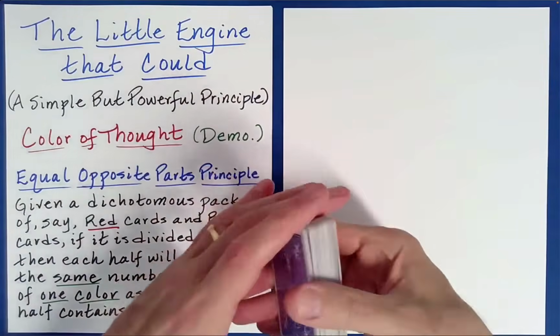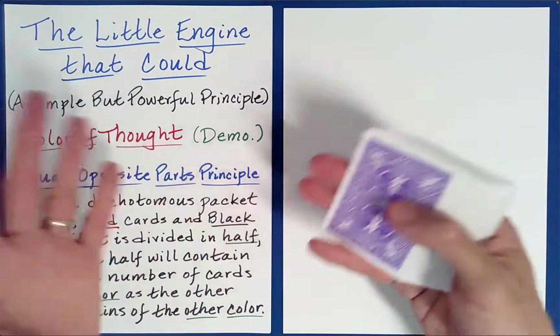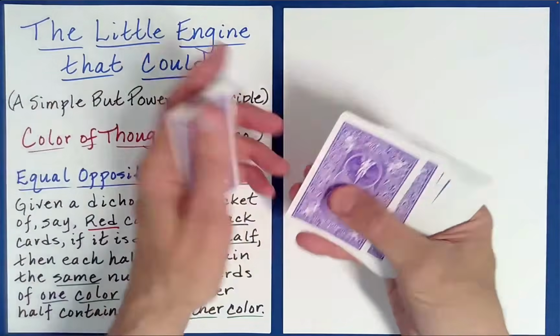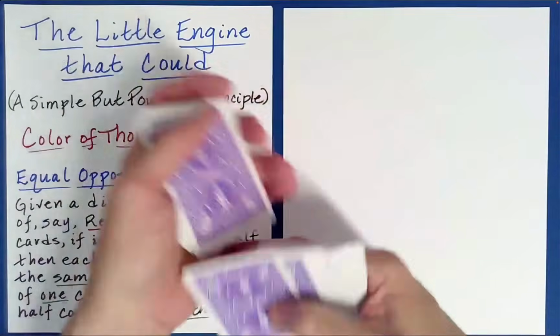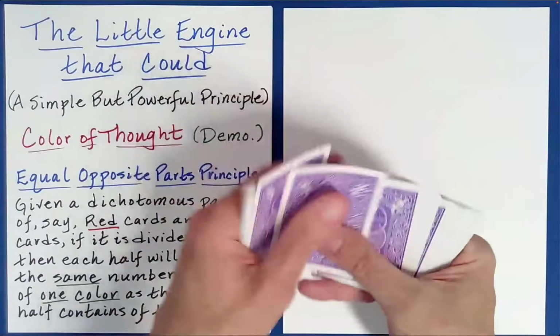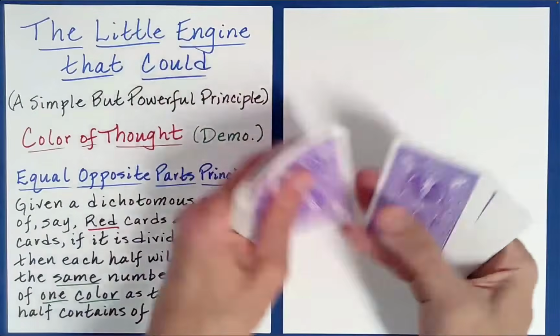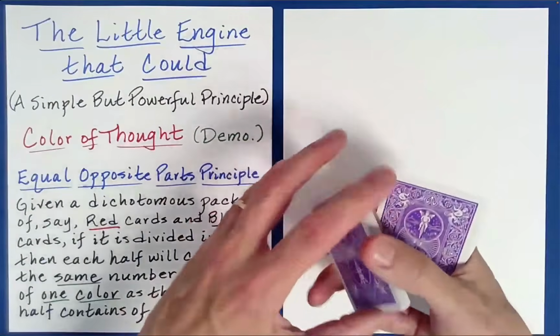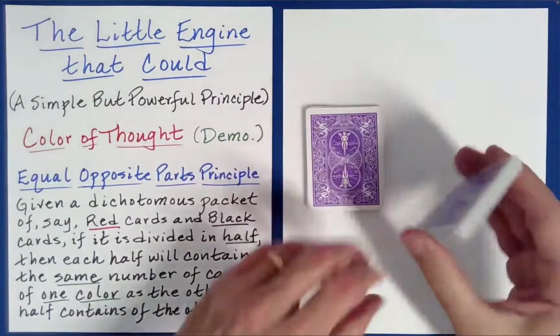When you're done with that, what we need is 2 piles of 26 each. You can have the spectator do that. So 1, 2, 3, 4, 5, 6, 7, 8, 9, 10. 1, 2, 3, 4, 5, 6, 7, 8, 9, 10. 1, 2, 3, 4, 5, 6. So if I know how to count, we should have 2 packets of 26 cards each.